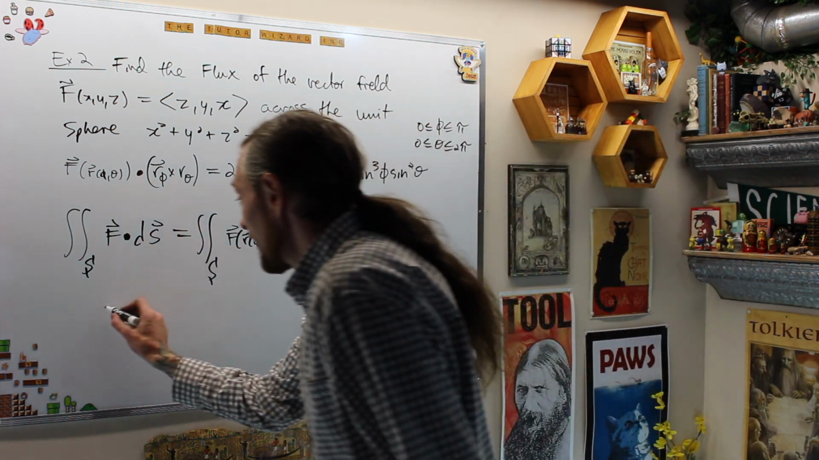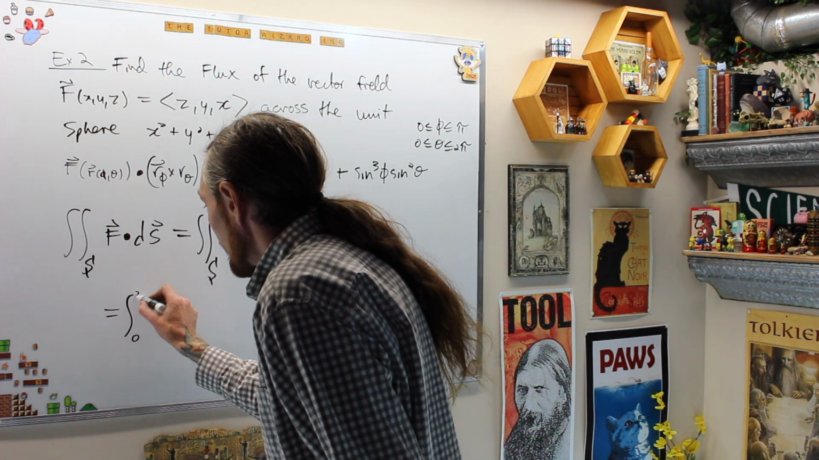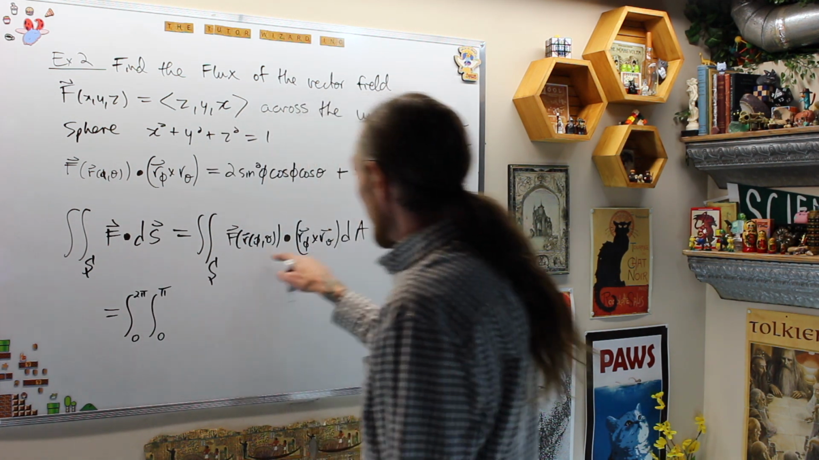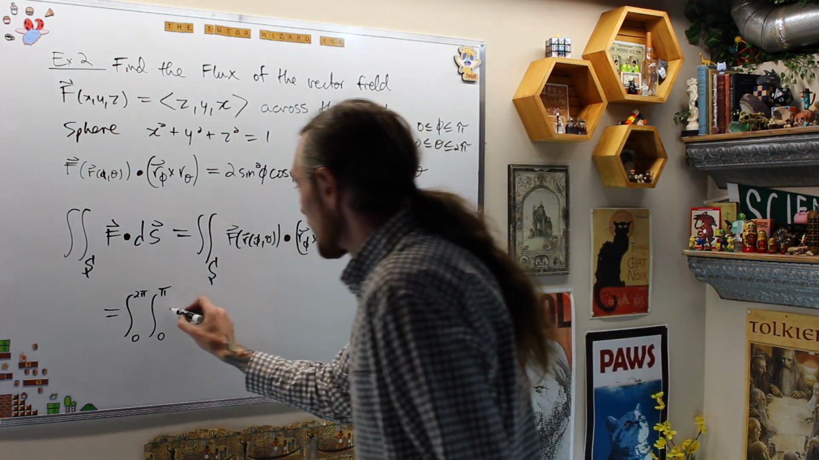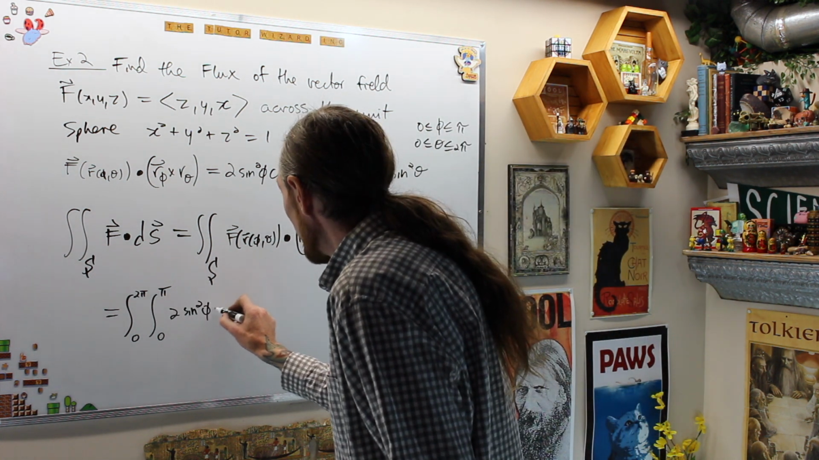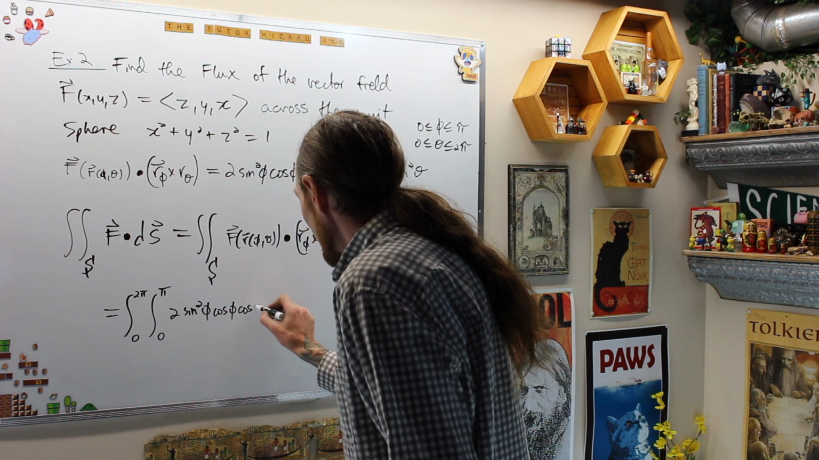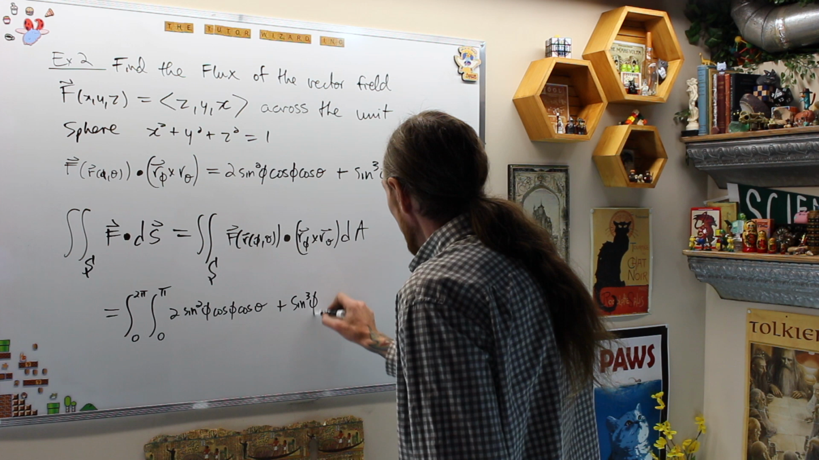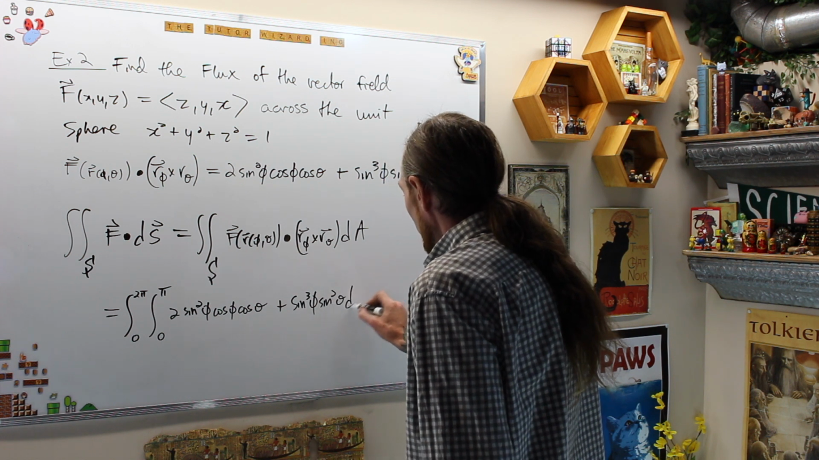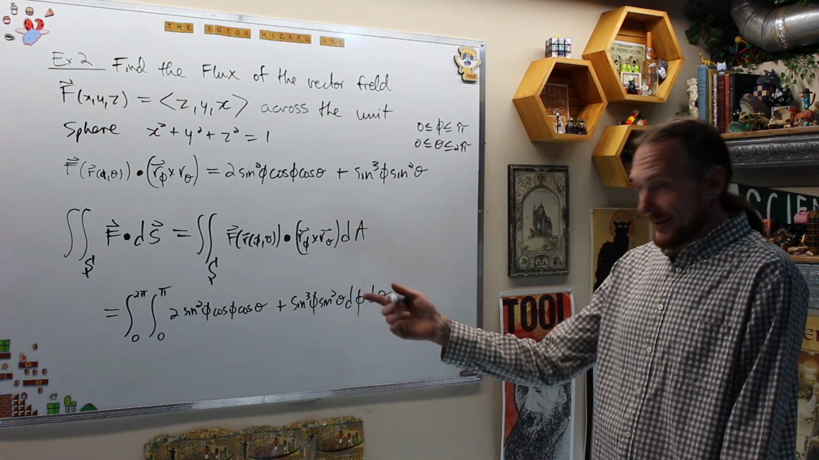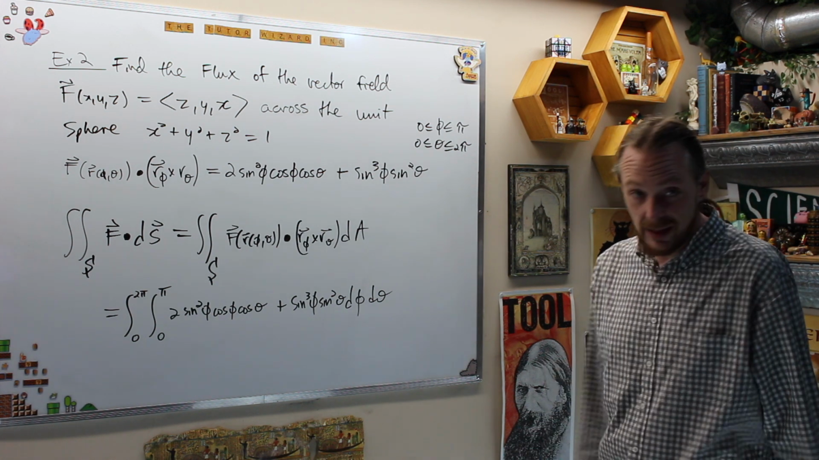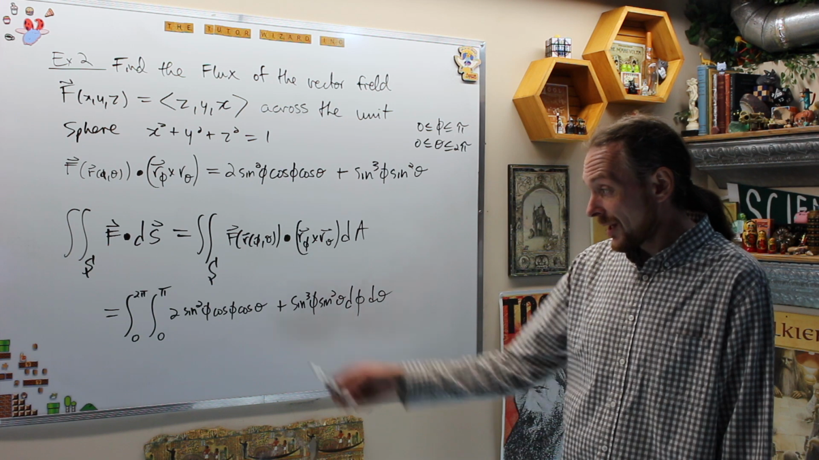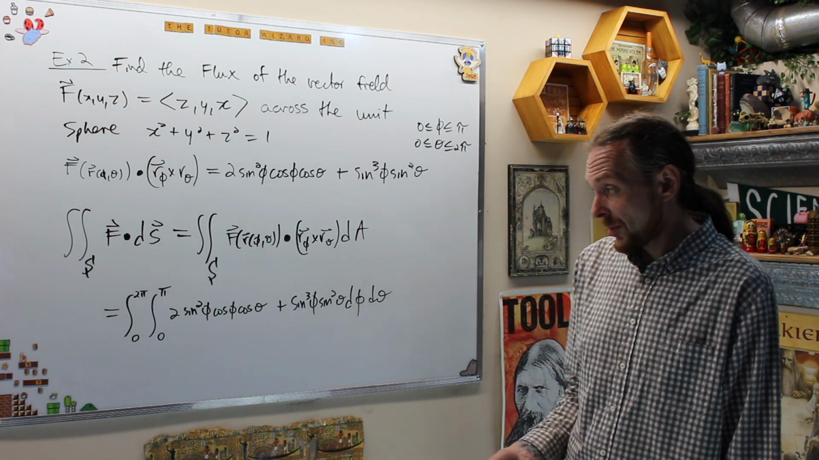That will now give me the integral from 0 to 2 pi, the integral from 0 to pi of this hot mess, which is 2 sine squared phi cos theta, luckily, plus sine cubed phi sine squared theta d phi d theta. Now we're going to have to compute this. Now you can see we need to know how to do cases of trigonometric identities, and now it will be extremely useful too. I'm going to split those up because I can separate everybody.